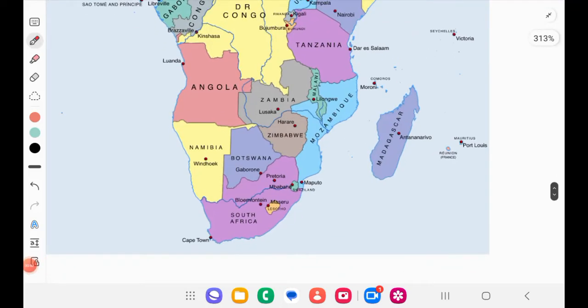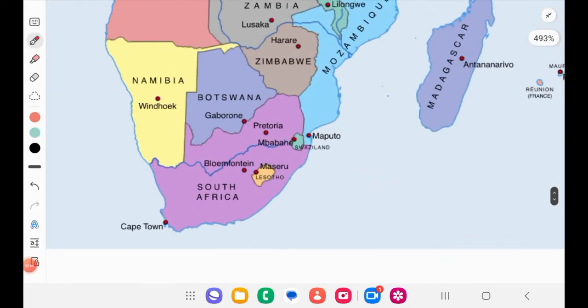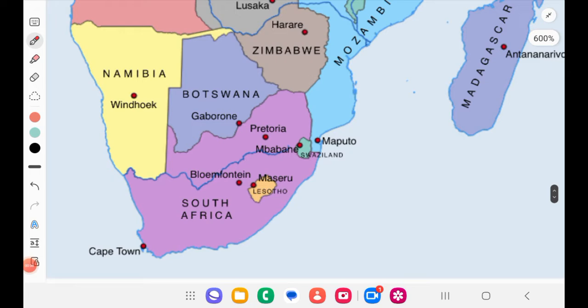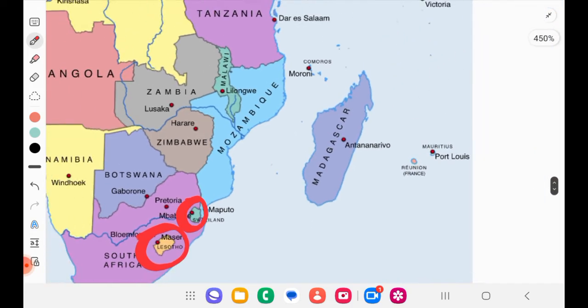So we will see today the left out parts of Africa. We have left out two different enclaves within South Africa. What are those? One is Swaziland, the other one is Lesotho. It is an enclave inside South Africa. Swaziland, Lesotho. Okay. Then we have 6 islands, is what I have said.